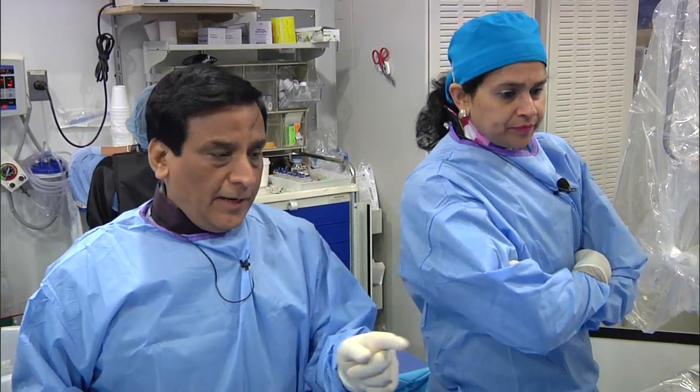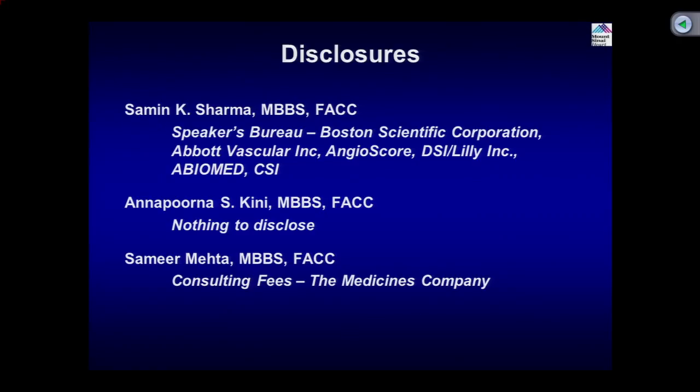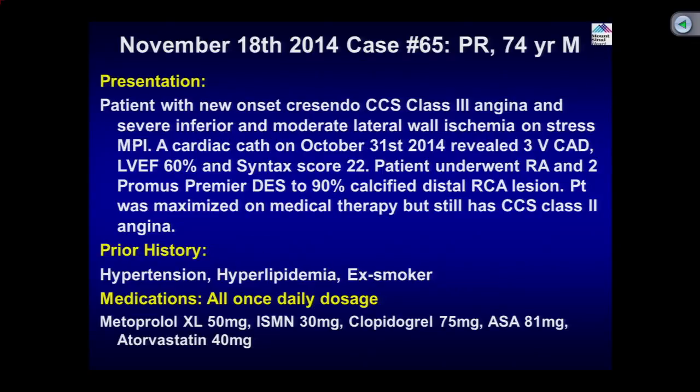And of course, before we go to the angiogram, if I can go through a little bit of the history of the patient with the slides. These are our supporters, the disclosures as usual. Dr. Dangas, if he comes, will join, and we'll put his disclosures later. Now, this is a 74-year-old patient who presented last month with new onset of crescendo angina class 3.